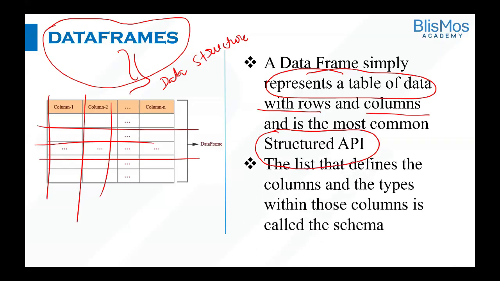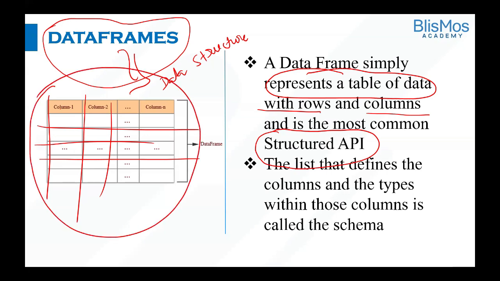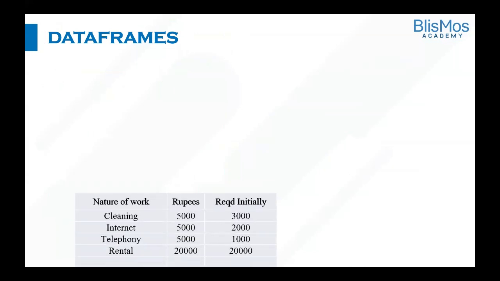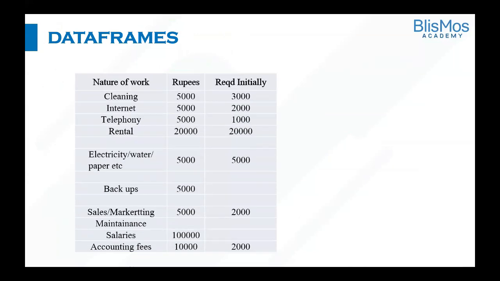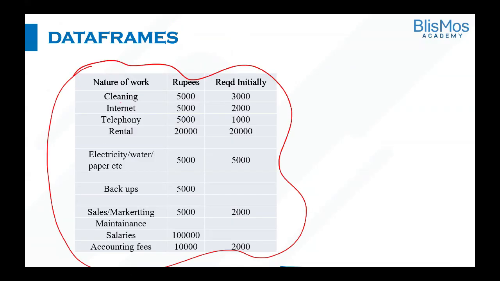Whenever you are creating a table in SQL, you need to create a schema first, right? The table structure. In the same way, the list that defines the columns and the types within those columns is called a schema. I'm just defining what a schema is at a high level. But your focus is on the DataFrame, which is an important structured API or data structure in Spark. Let us say this is a table, can we call it a DataFrame? Yes, we can.